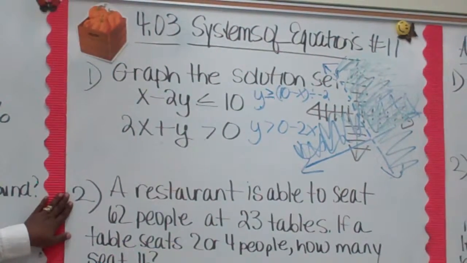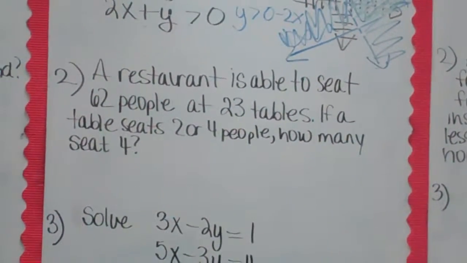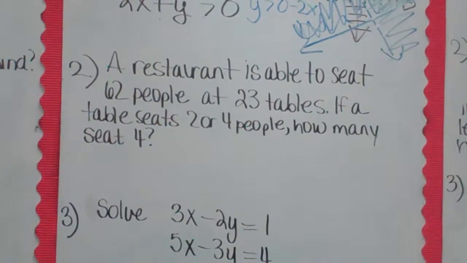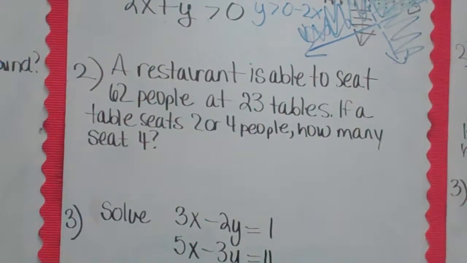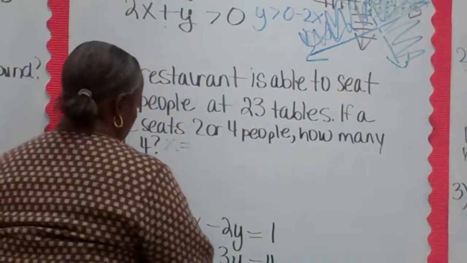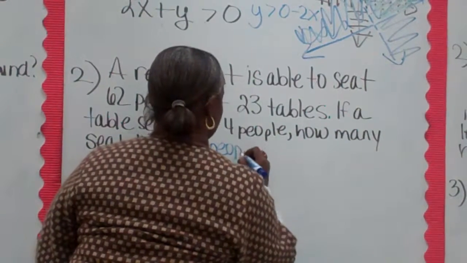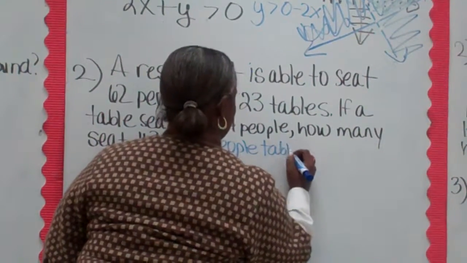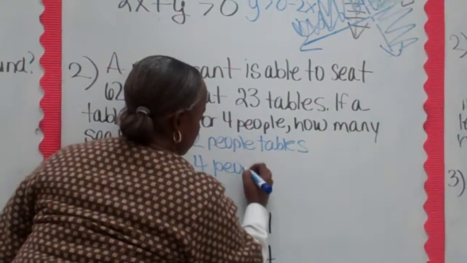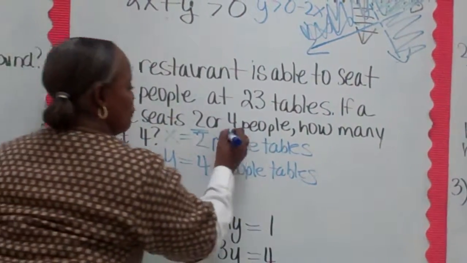Problem number 2, a word problem in reference to systems. It says a restaurant is able to seat 62 people at 23 tables. If a table seats 2 or 4 people, how many seat 4? Alright, so we're going to let x represent the 2 people tables. And y is going to represent the 4 people tables. You can see that you have 2 people tables and 4 people tables.